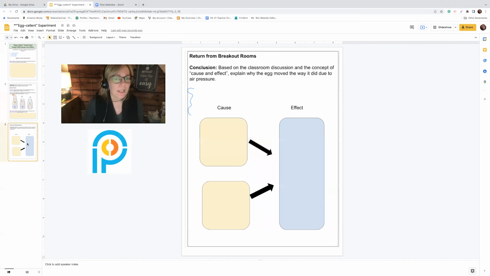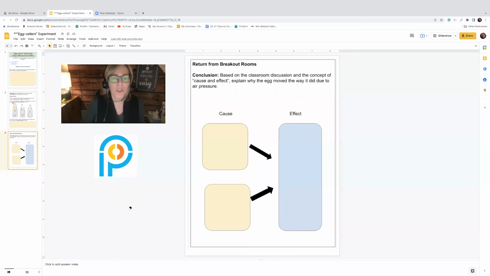And then finally, the conclusion. I'd like to talk a little bit with them about cause and effect. Here's something that is a cause, and here's the effect of it. And so that unequal air pressure is going to cause that egg to be pushed into the jar. So again, I would have them come up with 2 causes and some effects because of that.